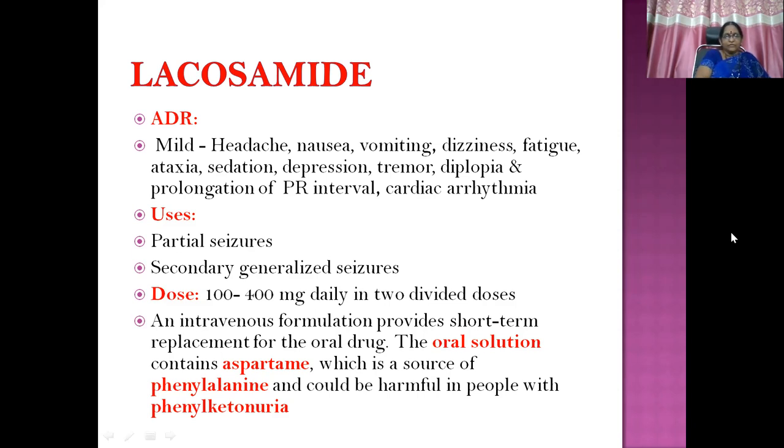So we have here an oral formulation and an IV formulation with this molecule. The intravenous formulation provides short-term replacement for the oral drug. But the oral solution contains aspartame, which is a source of phenylalanine. So the oral solution, which contains aspartame, releases phenylalanine, which can be harmful in patients suffering from phenylketonuria, so it is to be contraindicated in those patients.